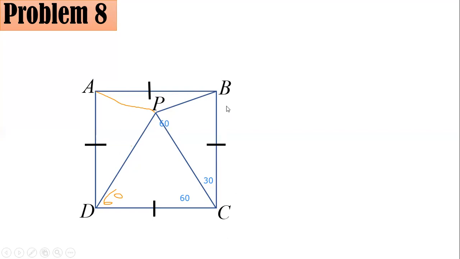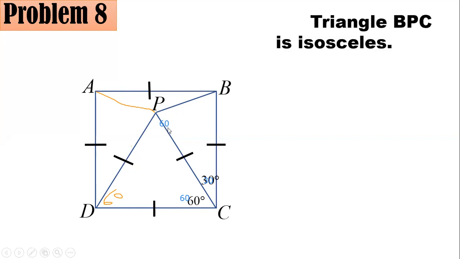transitivity property. Hence, you are actually correct, Mr. Garcia, in stating that this is isosceles. In fact, all of these six measures are equal. Hence, we could say that triangle BPC is isosceles.